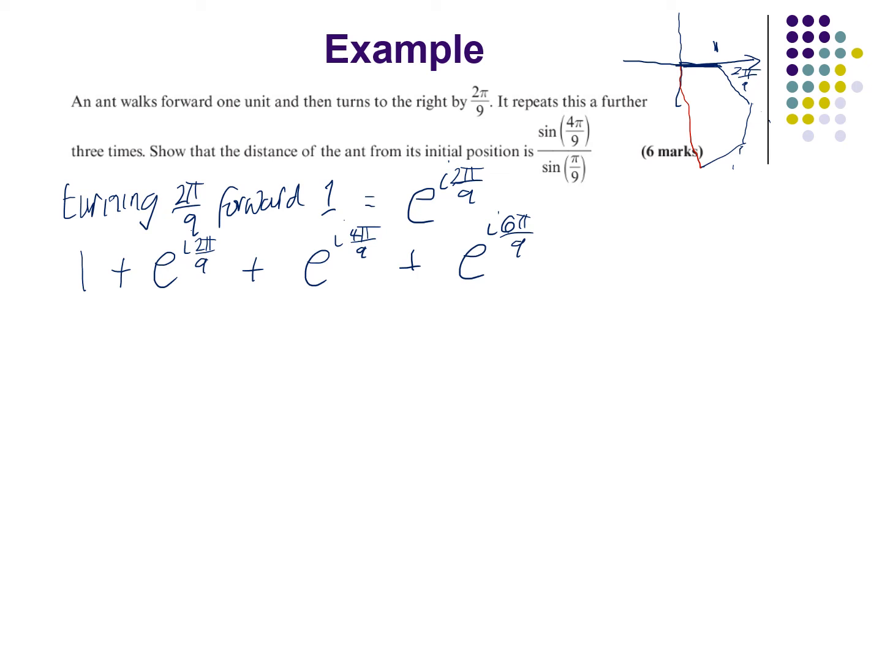Okay, like that. So that is forward 1 unit, and then he does 1, 2, 3. What does that look like? Okay, that is a geometric series. Remember those? What we were doing when we were summing series, a geometric series. First term a is 1, my ratio e to the i 2π by 9.